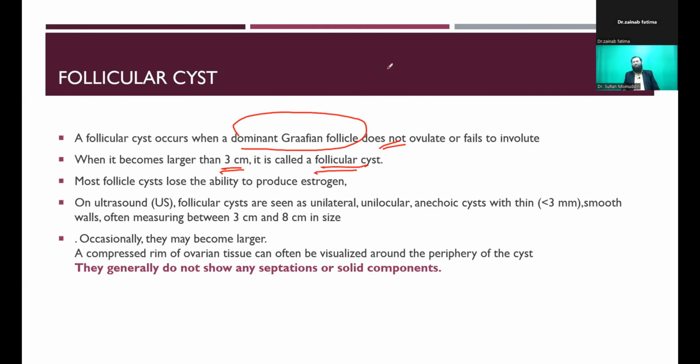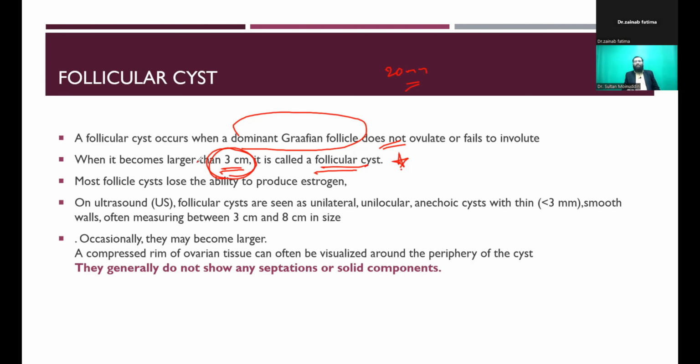So suppose many times you see that some people have labeled a 2 cm cyst as a follicular cyst. A 2 cm cyst is not there. It can be just a dominant follicle. Understood? So you have to label a follicular cyst when it becomes larger than 3 centimeters. Remember. When can a 2 cm cyst be there? In a postmenopausal female. In a postmenopausal female, we don't expect the follicles to be there. So in those females, even if a small cyst is there, you have to report it.